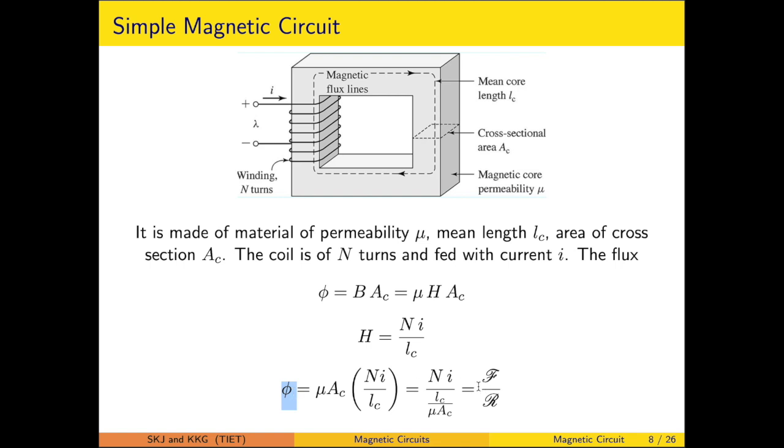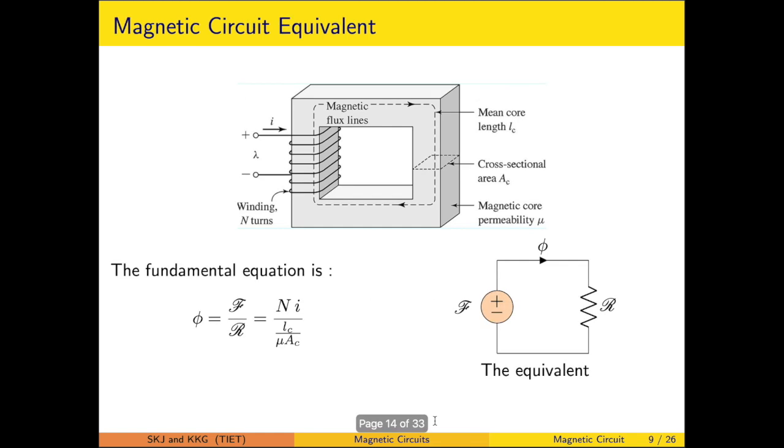This gives rise to the flux, which is rearranged into the form: flux is equal to mmf upon reluctance. The numerator term is the mmf and the denominator term is the reluctance. So mmf is N into I, and the reluctance is L upon mu A. Now if you correlate those terms, you can represent this equation as an equivalent circuit. This will be the mmf, this is the flux, this is the reluctance.